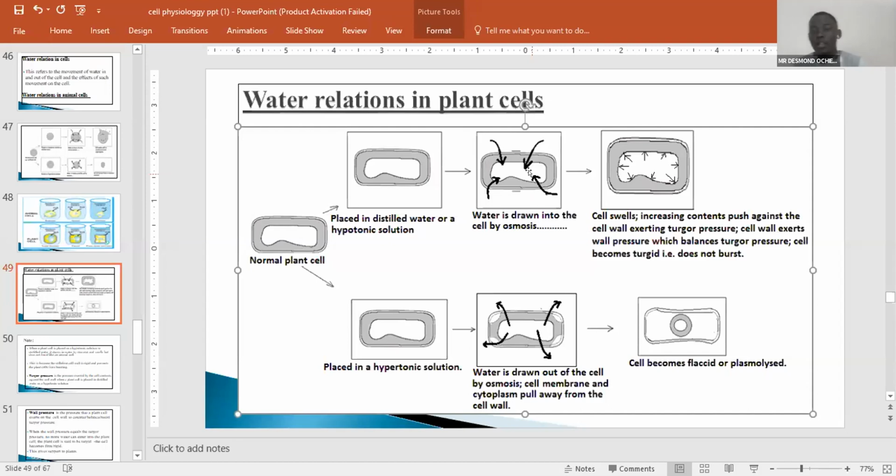The content of the cell will increase, and this increase pushes the cytoplasm outwards, and the cytoplasm finally pushes the cell membrane towards the cell wall. You can see that enlargement in terms of the size of the cell, and that is what has been shown in my diagram here. So we are saying that the cell swells, and the increasing contents push against the cell wall, exerting a pressure that we call turgid pressure. We'll learn more about the turgid pressure just after this. Turgid pressure is the pressure that is created when the cytoplasm, or in other words, the content of the cells, push against the cell wall.